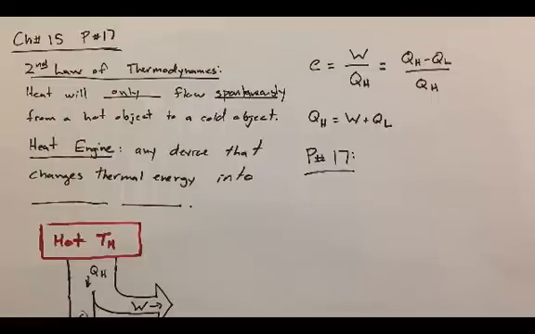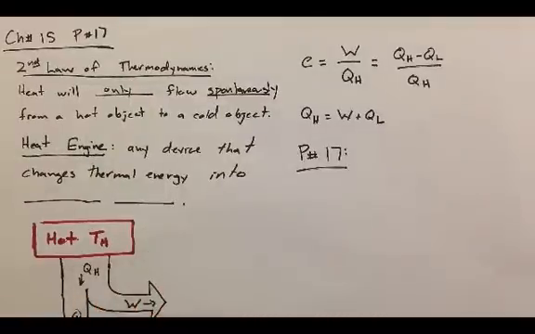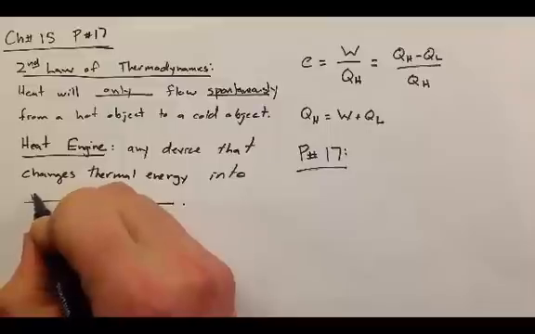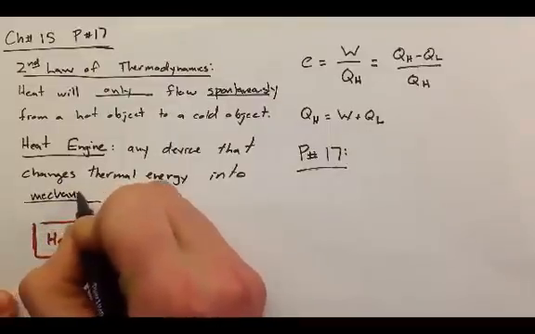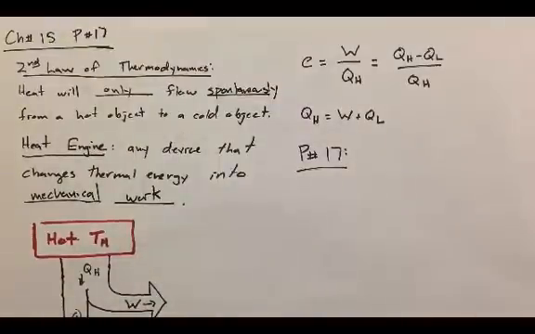Okay, and since we know about this flow of heat from hot objects to cold objects, we can use that flow of energy to make a heat engine. And a heat engine is any device that changes thermal energy into mechanical work. So, your car engine is a heat engine. A steam turbine that makes electricity is a heat engine. A steam locomotive is a heat engine.